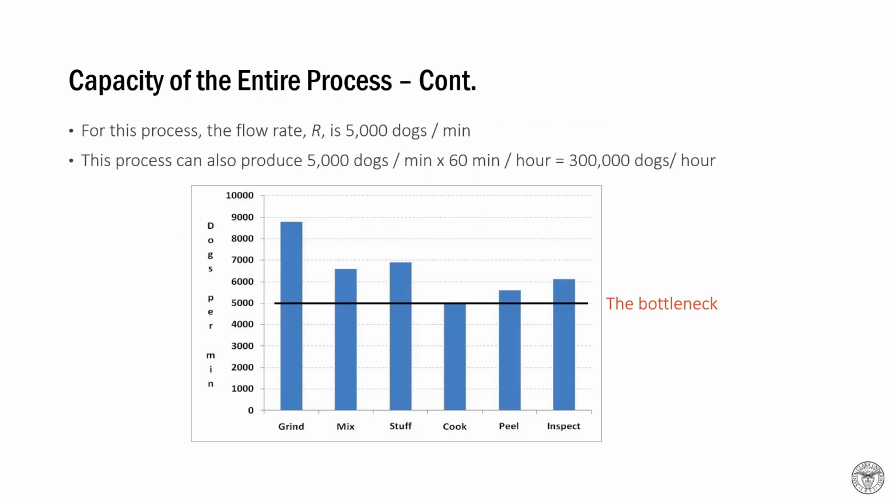Let's examine the hot dog making process from a different angle. The graph identifies the cook and flavor stage as the bottleneck with a flow rate of 5,000 dogs per minute. Considering this flow rate, we can calculate the hourly production capacity of the process by multiplying it by 60 minutes per hour. Consequently, this process has the ability to produce 300,000 dogs per hour.